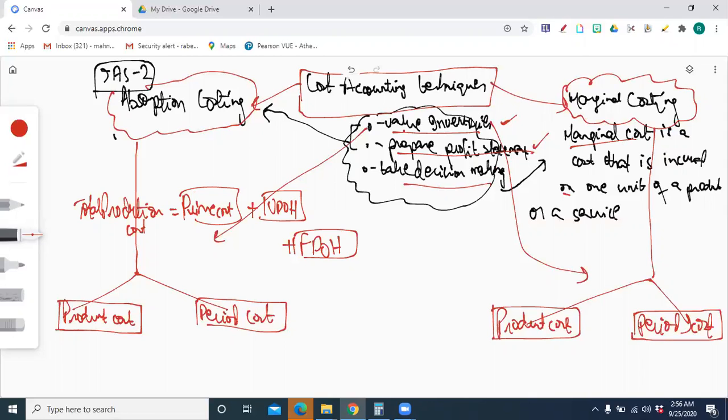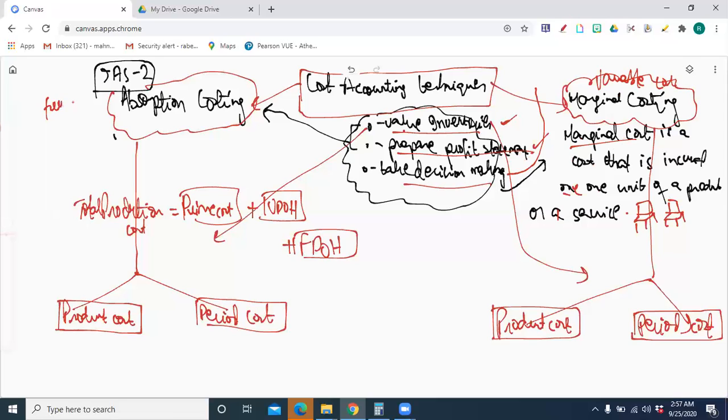as the term suggests, marginal cost is the cost incurred on one unit of a product or a service. If I am going to produce one more chair or one more laptop, definitely my marginal cost would increase only by the variable cost. Marginal cost is a variable cost incurred on one unit of a product or service. That is why marginal costing is also known as the variable costing method. Absorption costing is a kind of full costing method, and this is a variable costing method.